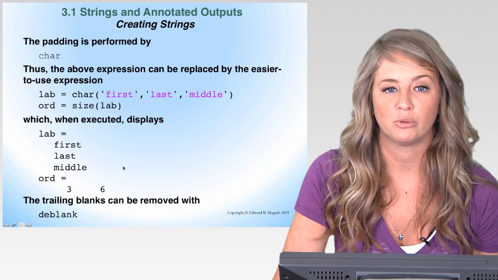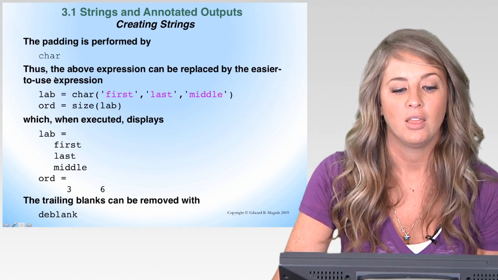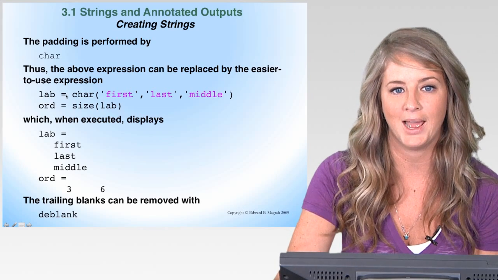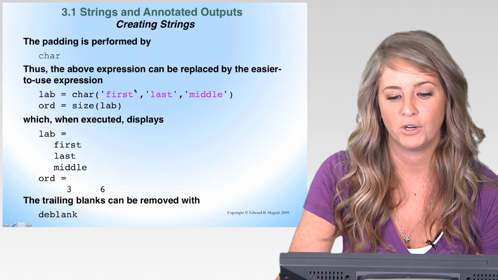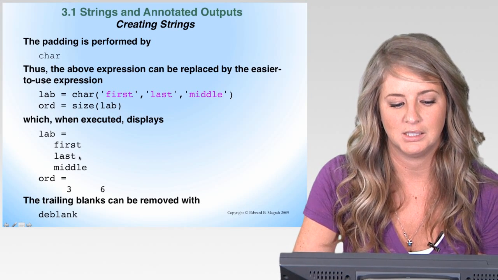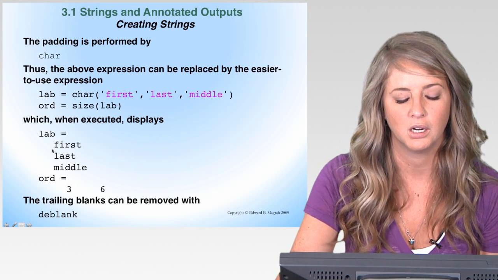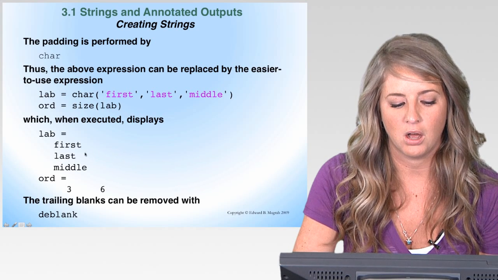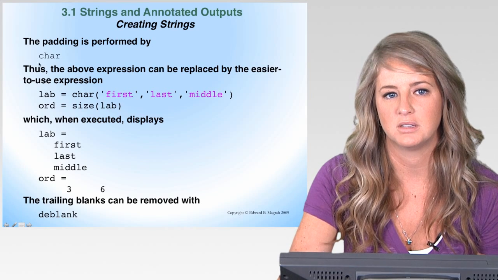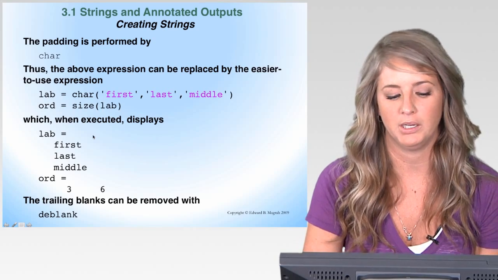The padding is performed by the syntax char, which stands for character. Thus, the above expression can be replaced by the easier to use expression lab equals char, first, last, middle. Now when we do the size, we can see that this is a 3 by 6. So 3 by 6, that's our order here. And you can see that it automatically took care of those blank spaces for us. So this function makes it easier so that you don't have to manually add those blank spaces.